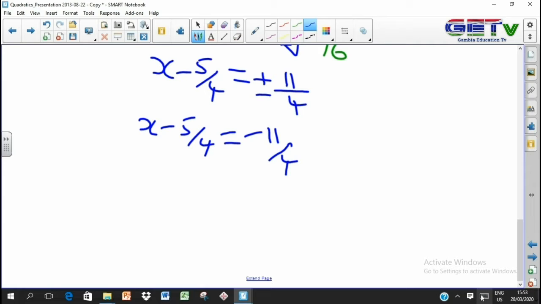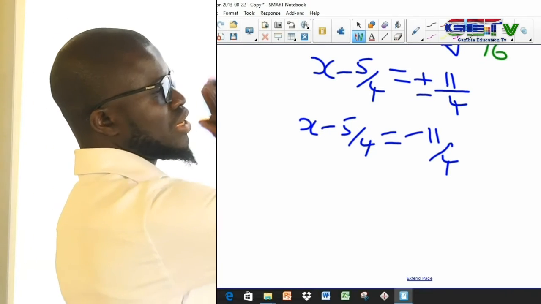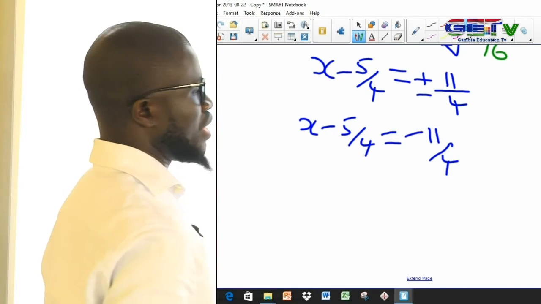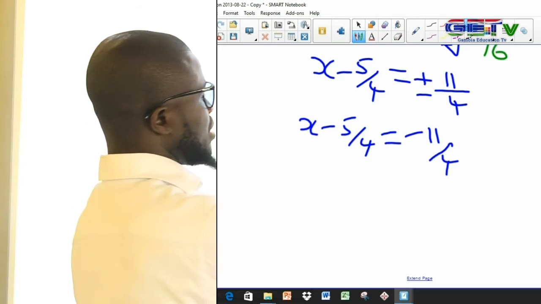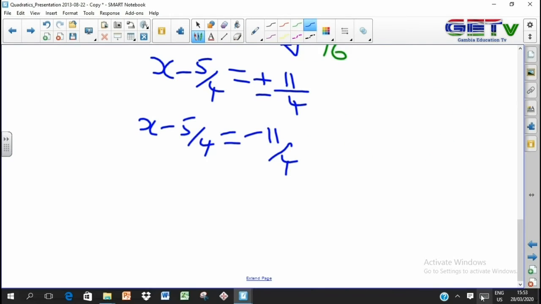Now, what can you do to make sure that you get the answer here? We transpose what is on the left-hand side to the right-hand side by collecting the like terms. And the like terms here are negative 5/4 and negative 11/4. Now, let's transpose and see what we are going to have. x will be equals to negative 11 all over 4. If you move the negative 5/4, it will change sign to what? Positive 5 all over 4.